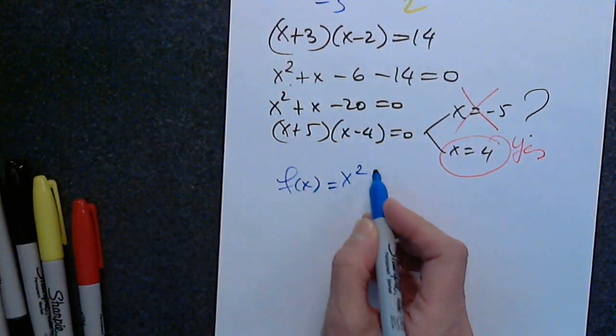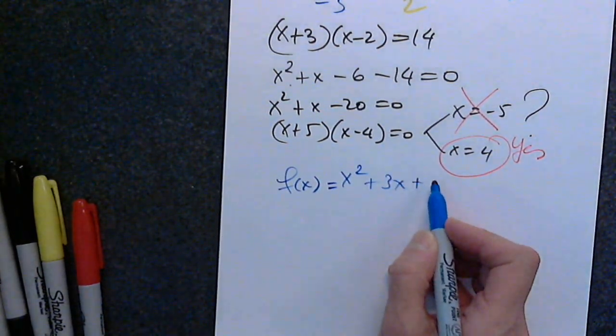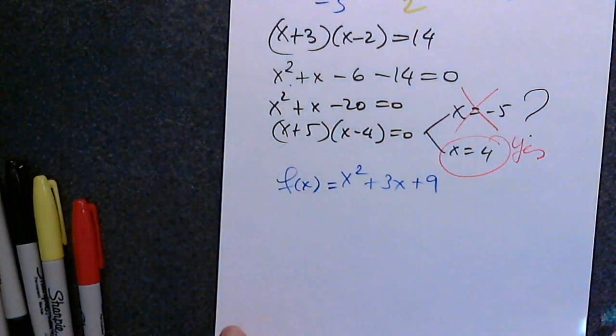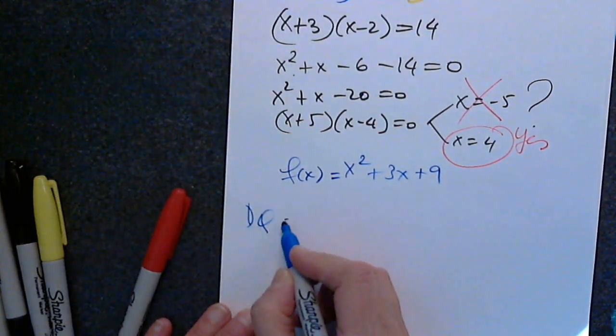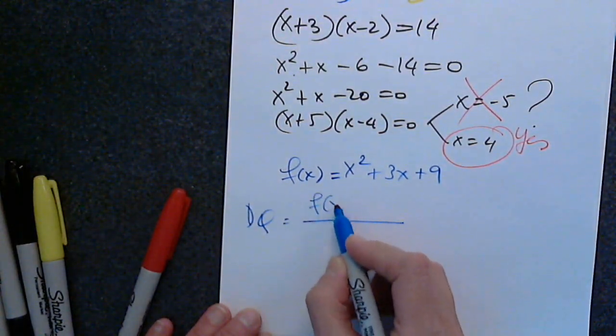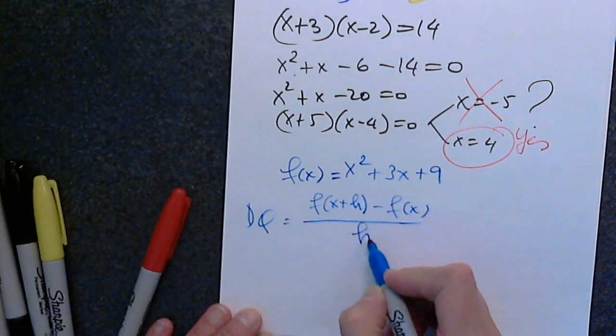X squared plus 3x plus 9. Perfect. You are not supposed to memorize the difference quotient, but I hope you remember it. You don't have to. It's f of x plus h minus f of x, divided by h.